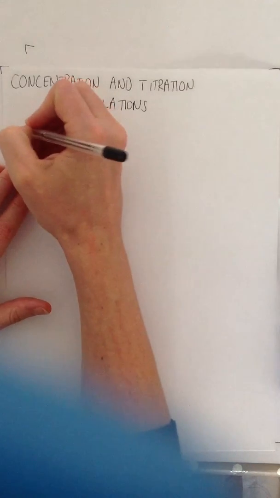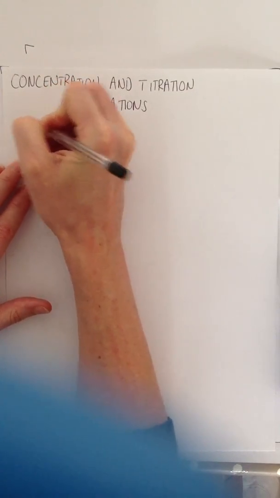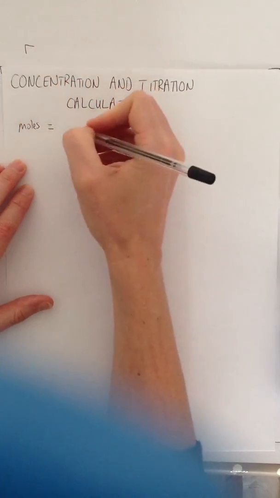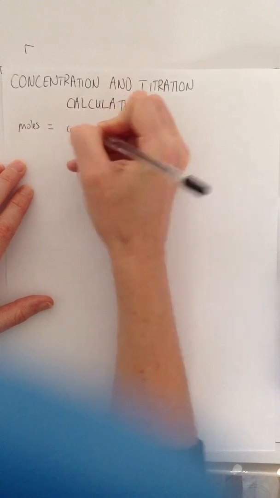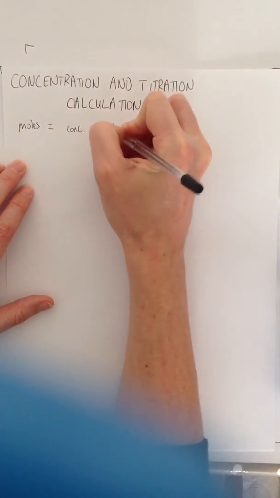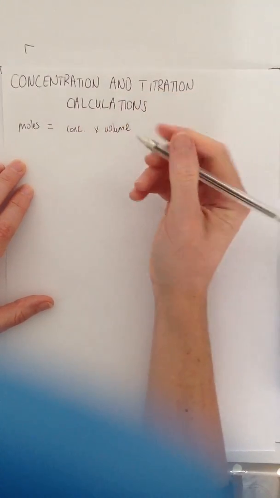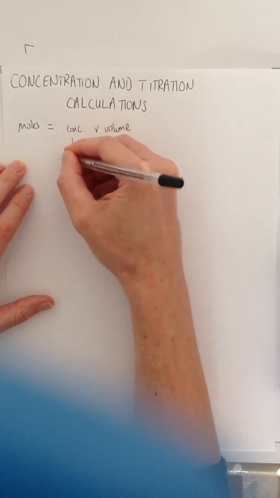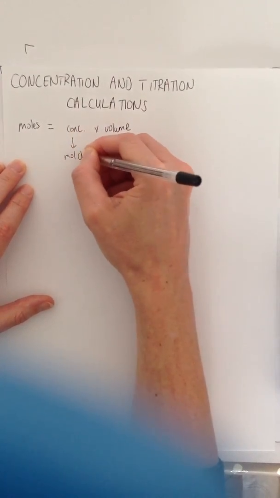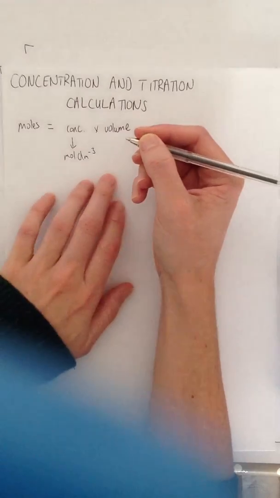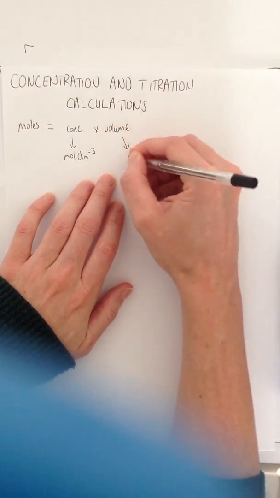Hi everyone, we're going to have a look at some concentration and titration calculations. Hopefully you're already familiar with calculating molar concentrations using the equation moles is equal to concentration multiplied by the volume, but ensuring that you have the concentration in mole per decimetre cubed and the volume in decimetre cubed.